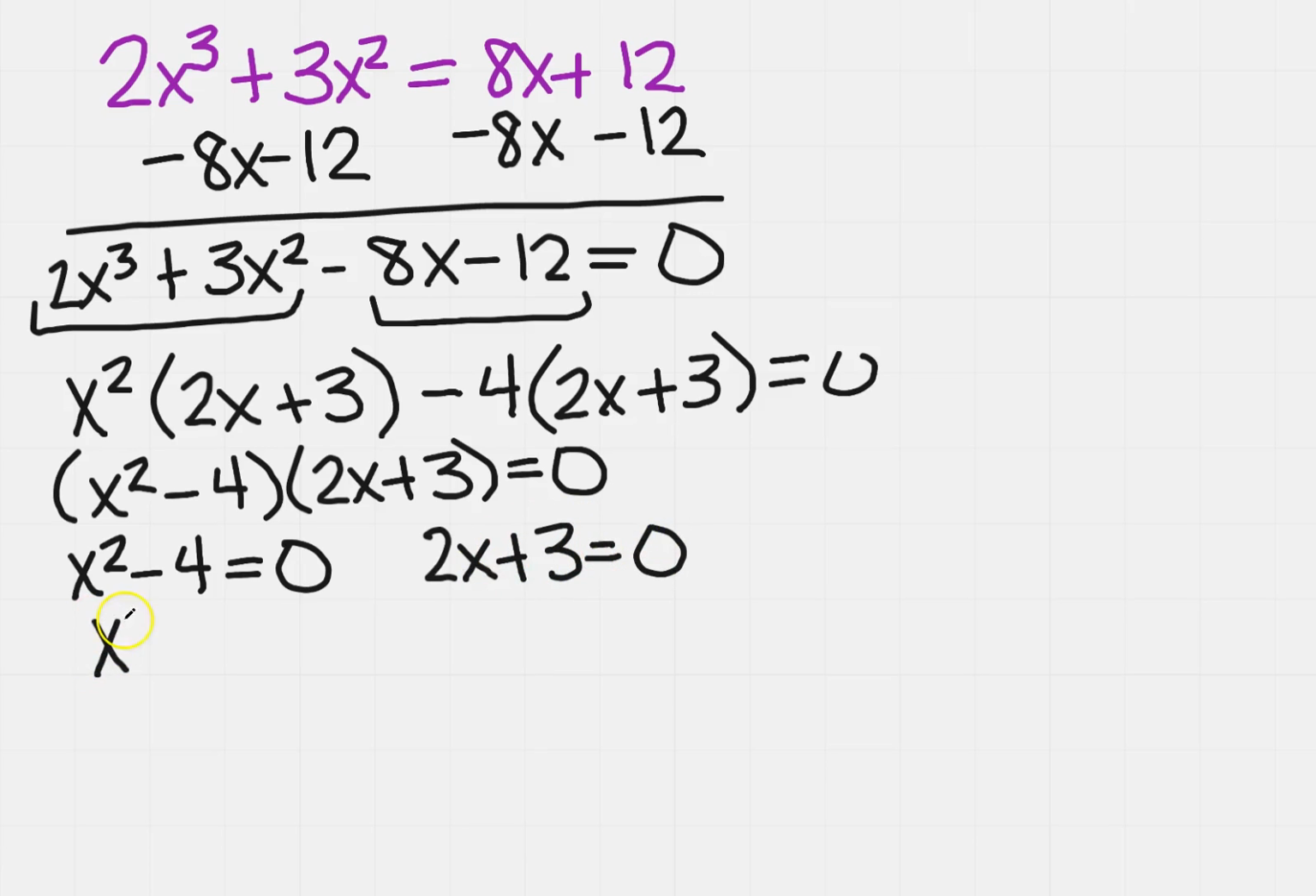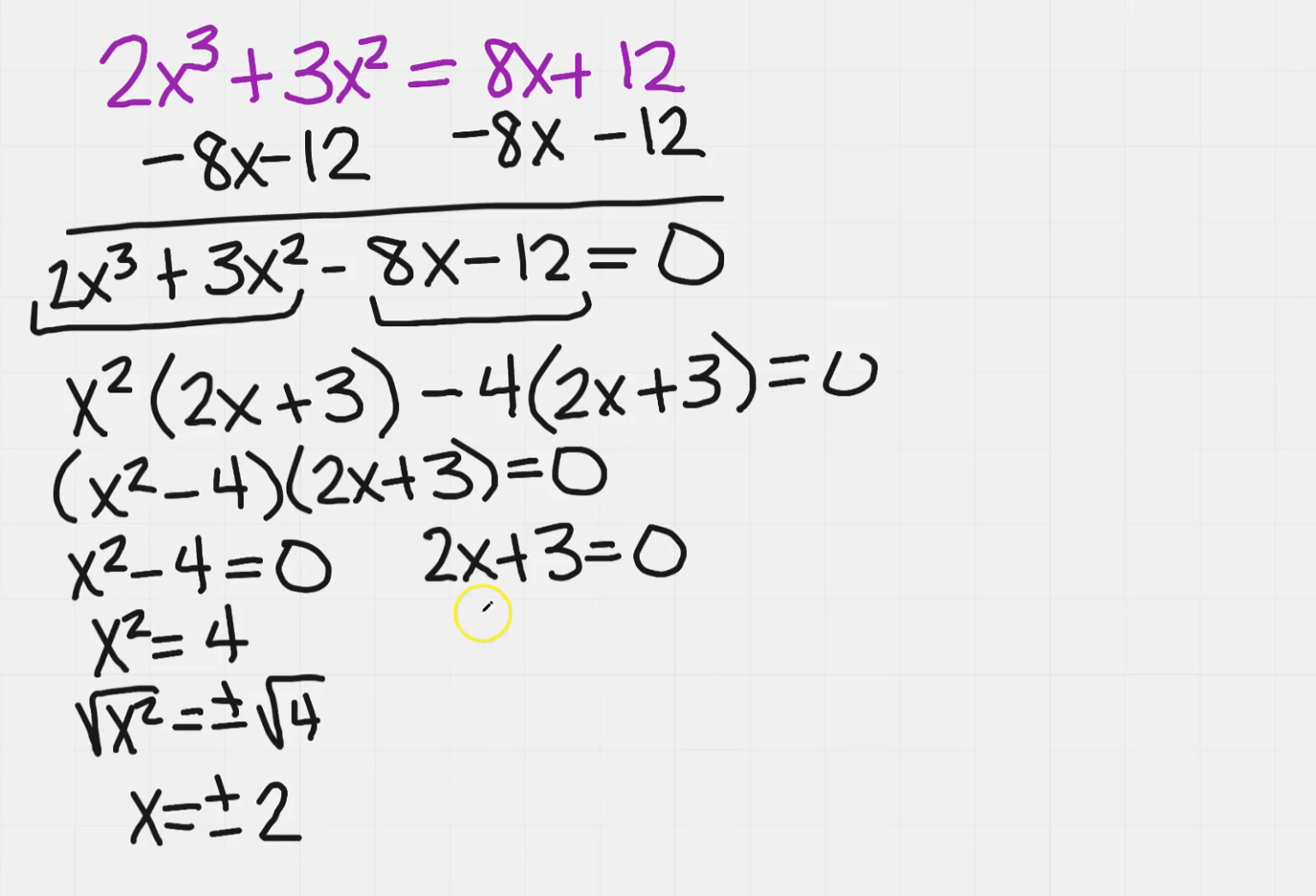So this is going to be x squared equals 4. I take the square root of both sides. So I get the plus or minus square root of 4, so I get x equals plus or minus 2. Over here, I'm going to get 2x equals minus 3. I'm going to divide both sides by 2, and I'm going to get x equals minus 3 halves.